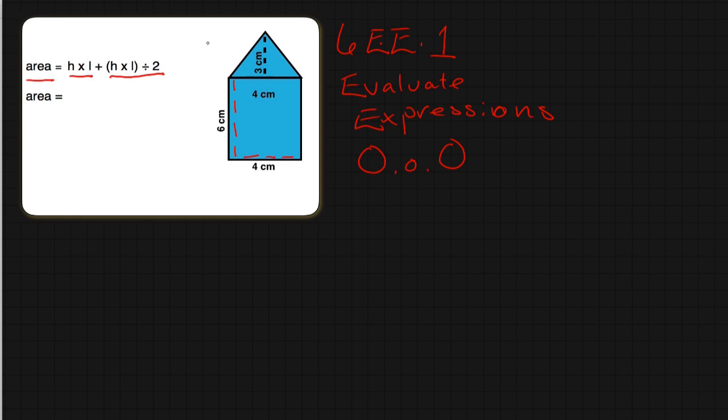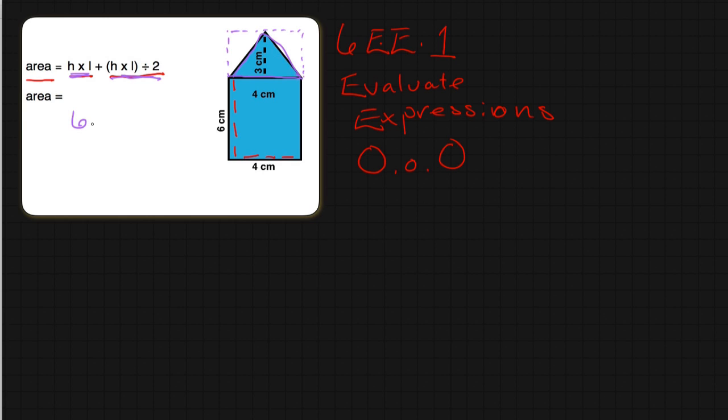The second part shows us the height of 3 and the length of 4 divided by 2. That gives us the area of just the triangle, right? So a triangle, remember, is just half of a rectangle. That's why we have to divide it by 2. So basically, this is a formula for finding the area of this figure. If we used numbers, we could write an expression, not a formula, but an expression. So here, let's write it as an expression.